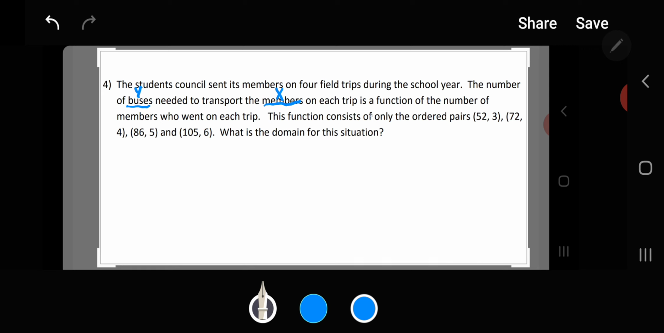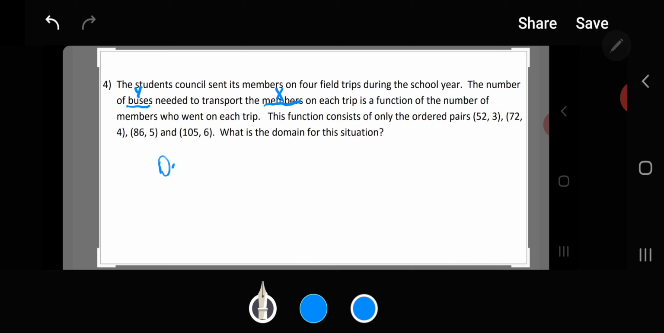So the function consists of only the ordered pairs (52, 3). So for 52 members, I need 3 buses. For 72 members, I need 4. So hence (72, 4). Then we got (86, 5) and (105, 6). What is the domain for this situation?